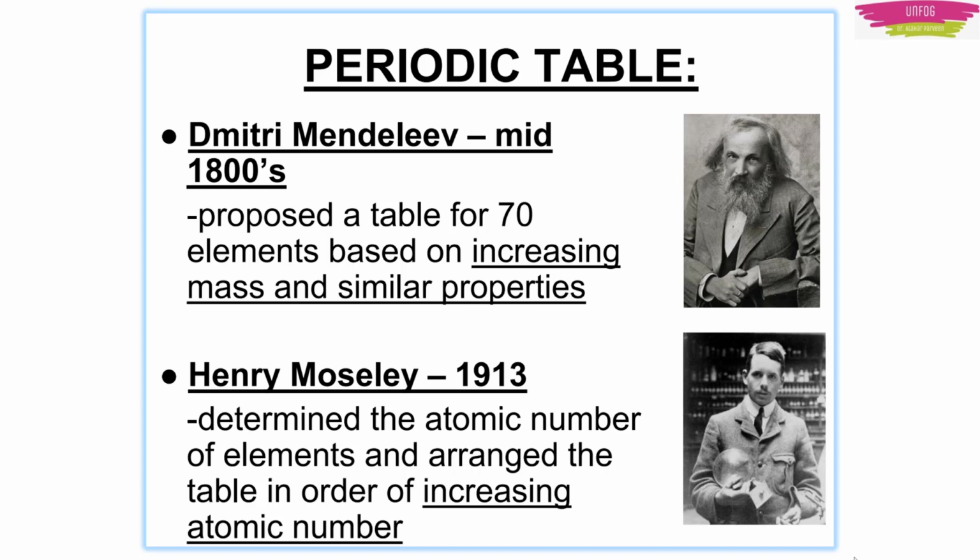Dmitri Mendeleev proposed a periodic table in the mid 1800s, and he proposed this table for only 70 elements based on increasing mass and their similar properties. Then later in 1913, Henry Moseley determined the atomic number of elements and arranged the table in order of increasing atomic number.